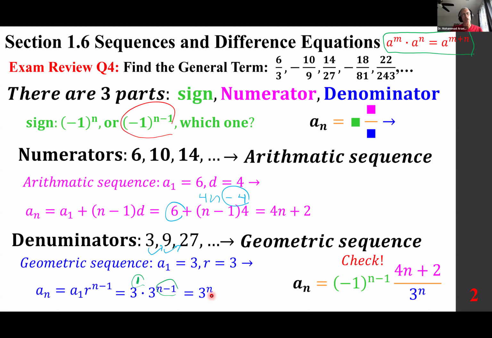No. Make sure you check. So if I put n equals 1, -1 to the power of 0 becomes +1. This becomes 4 times 1 plus 2, 6 over 3 to the power of 1, 6/3. You really should check a couple more to be on the safe side. So you check your work. Always check your work.